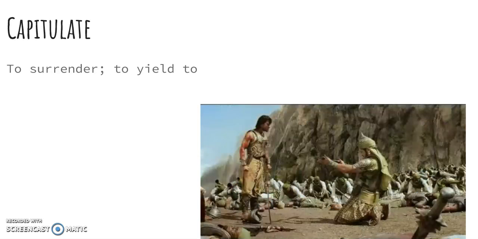And we're going to end with capitulate. If you capitulate, you are surrendering, you are yielding to. So you can see here that the people in this video game screenshot are yielding to the guy who just walked up. Typically in wars, people capitulate, or countries will capitulate to one another.